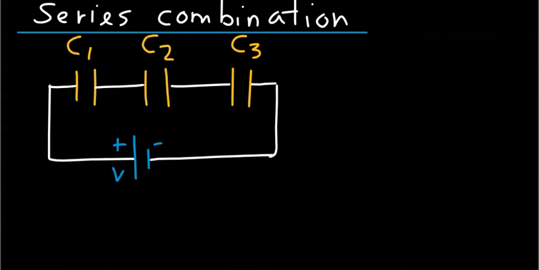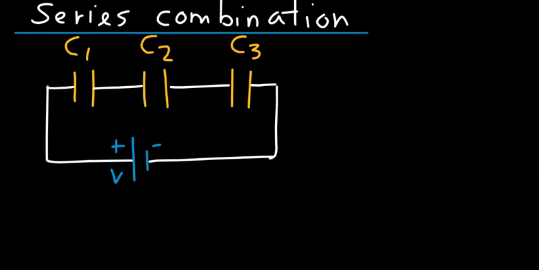Now let's look at the series combination of three capacitors, C1, C2, C3. The right-hand side plate of C3 is negatively charged, so the left-hand side plate of C3 is positively charged, and the reason is because the right-hand side plate of C3 is connected to the negative terminal of the battery.